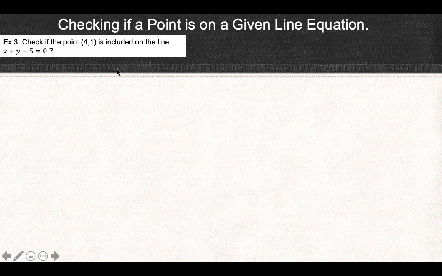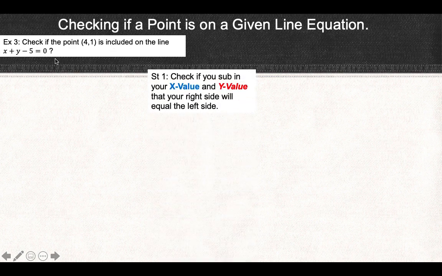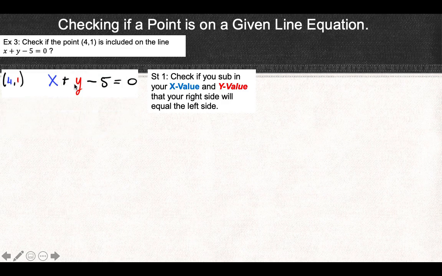Why? Because it's generally the opposite. What happens here is they're giving us the point 4, 1 and they want us to check, is it on the equation of the line? So here we have x plus y minus 5 is equal to 0. Now, 4 and 1 are no longer x1 and y1 in this equation. This is your x value and this is your y value.